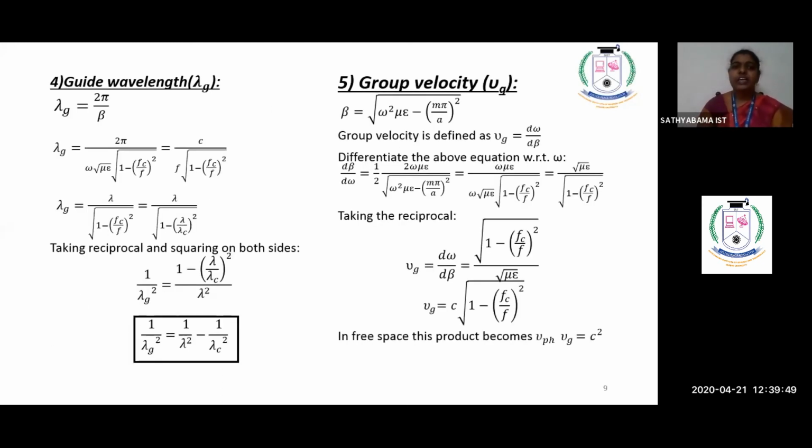Okay, so next is your guided wavelength. What do you mean by guided wavelength? Guided wavelength is nothing but the wavelength with which the wave is traveling inside a guided medium. In the medium where the wave is propagating, that wavelength is what we call your lambda g. So there is a big difference between your lambda g, lambda c and lambda.